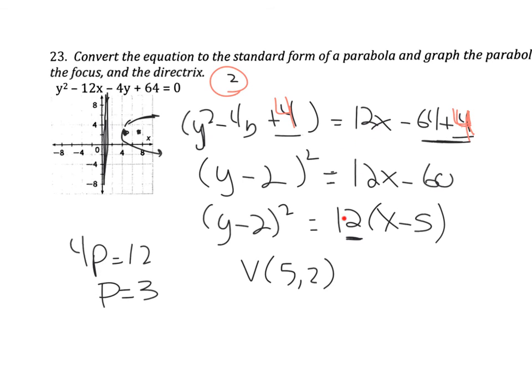Now, I need the 12 because that's my 4p, so I brought it over here. 4p is 12, so p is 3. So from my vertex, I went right 3 to find my focus and backwards 3 to find my directrix.